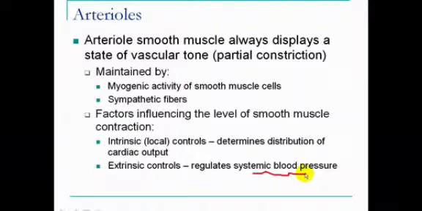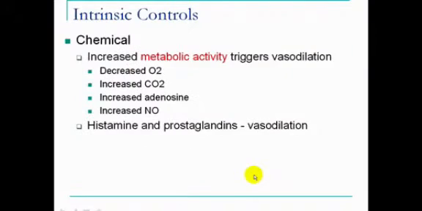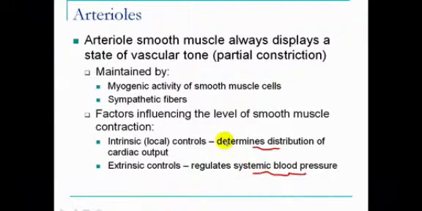Arterioles also have an intrinsic or local control, and this is controlled by the myogenic activity of the smooth muscle. The purpose of that is different. The purpose of the intrinsic control is to determine the distribution of the cardiac output, so this is to determine if that organ or tissue gets more or less blood. What we'll do is look at the intrinsic controls and the extrinsic controls of arteriole diameter.